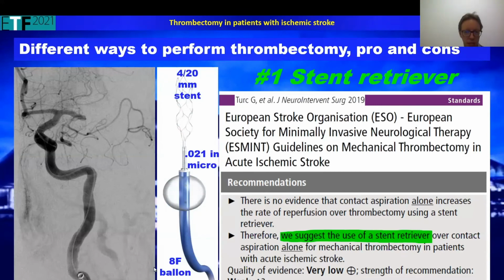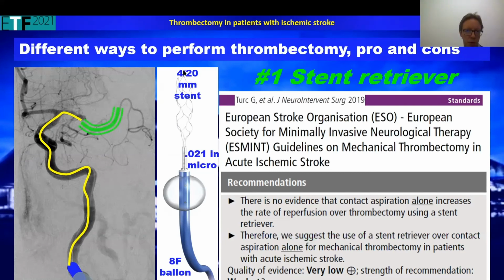We started with an 8 French guiding sheath with a balloon that we inserted up to the C2 segment of the internal carotid artery. Then we moved up with a 0.021 microcatheter. We crossed the occlusion, and then we placed a 4 mm in diameter and 20 mm long stent retriever. Usually we try to deploy our stent retriever immediately at the beginning of the thrombus in order to get more friction during the thrombectomy.